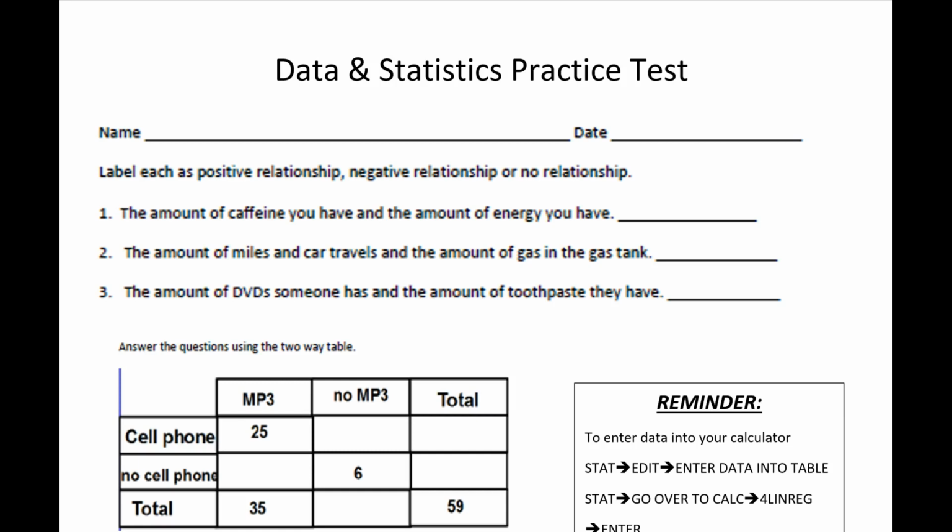Label each as a positive relationship, negative relationship, or no relationship. The amount of caffeine you have and the amount of energy you have. So you ask yourself, as one thing goes up, what has to happen to the other? As the amount of caffeine you have goes up, what happens to your energy? It goes up. Therefore, this is a positive correlation or association.